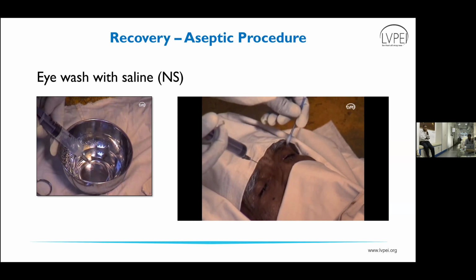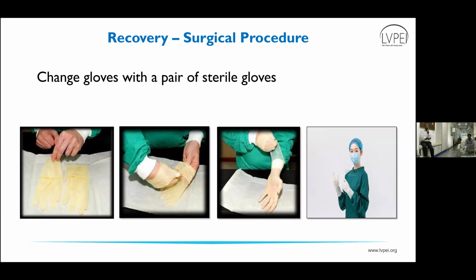While you are doing the eye wash over the cornea, make sure that you are not applying any pressure to the syringe, because the epithelial layers will fall. So use medium pressure for that flushing. Once you are done with the eye wash with saline, you have to change your gloves, because your gloves have already been contaminated during the aseptic procedure. So wear another sterile pair of gloves before starting the surgical procedure.